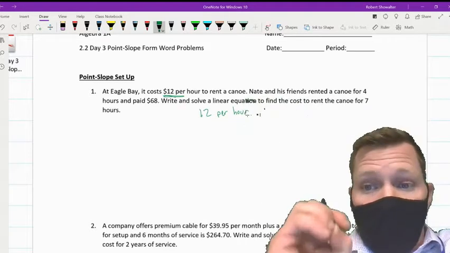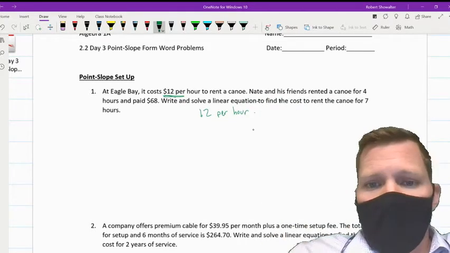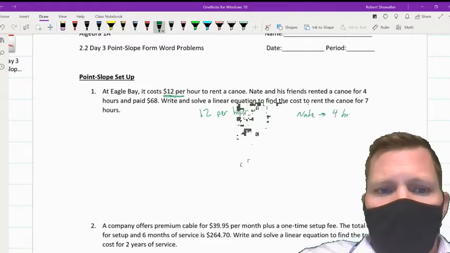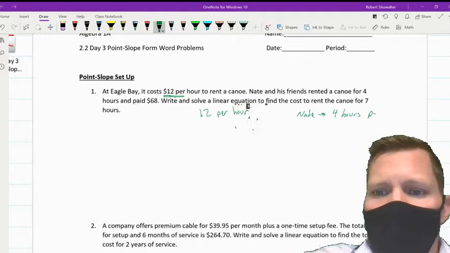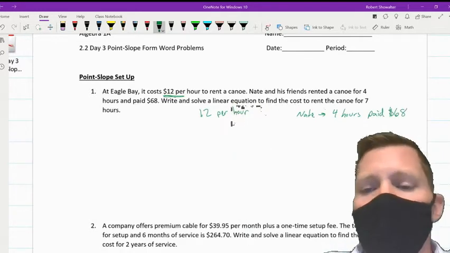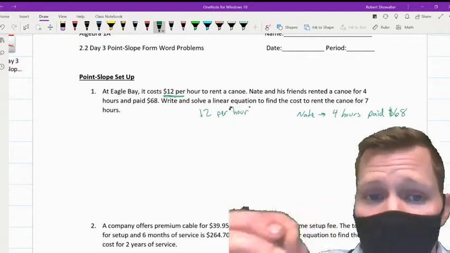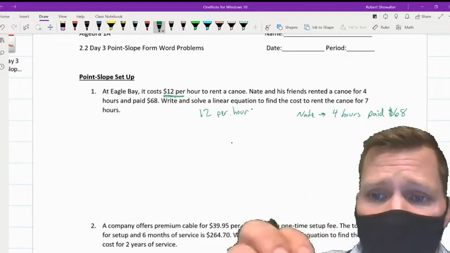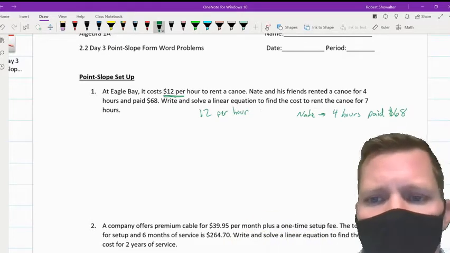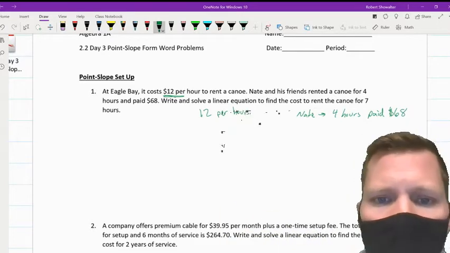Nate and his friends rented a canoe for 4 hours. So Nate, 4 hours, and he paid $68. So I'm going to write that down on the side too. We have another scenario where we have information that has some units and has some reference to variables and things that happen in other parts of the problem.